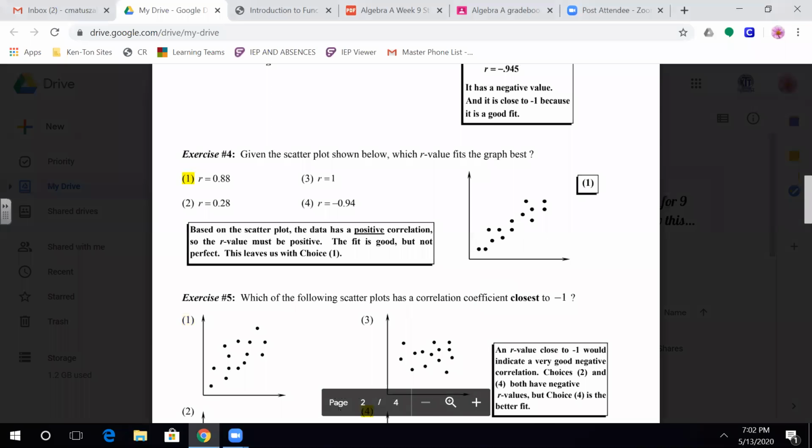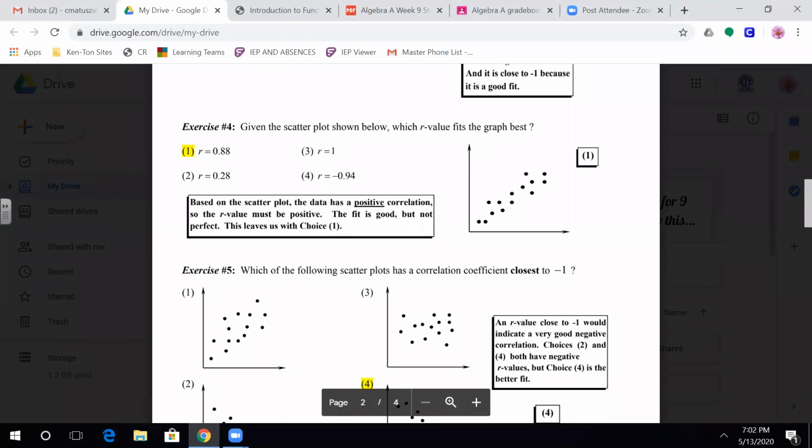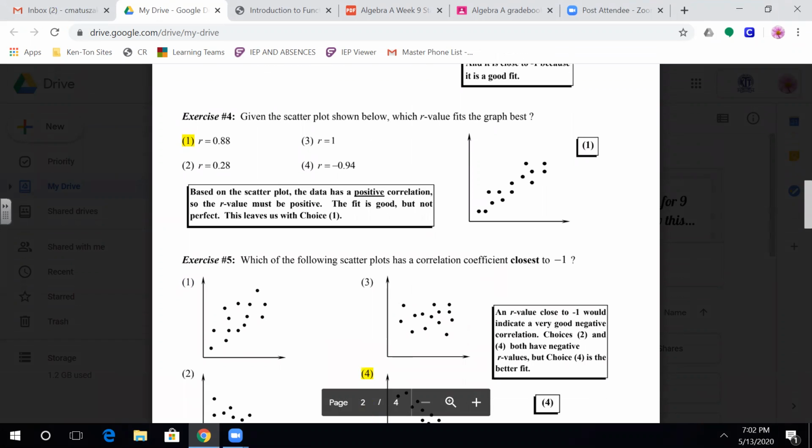If you go here, if they give you a graph and they ask which one of the answers or the correlation fits it, what you want to do first is see if you can draw a line. So you draw your line in your graph.